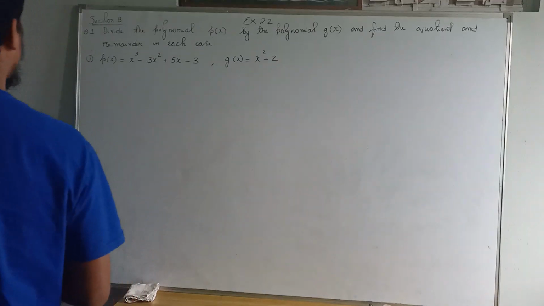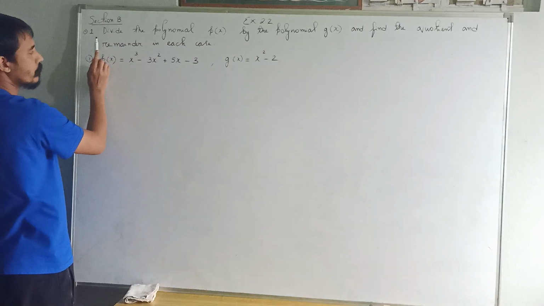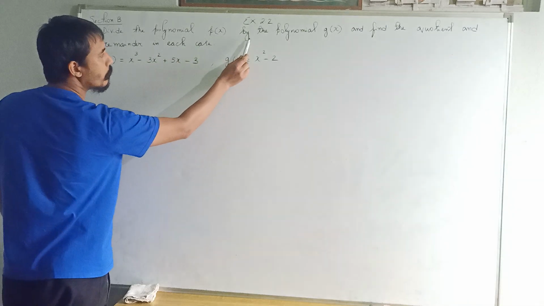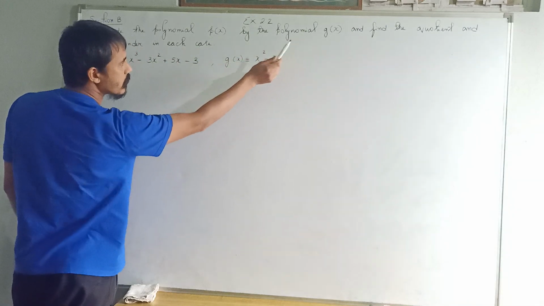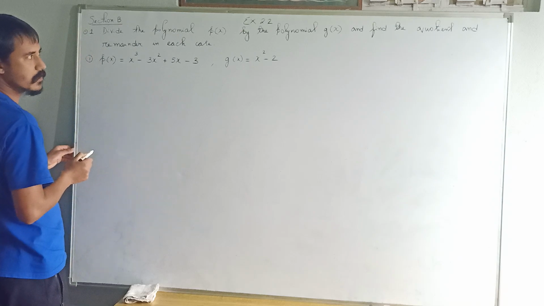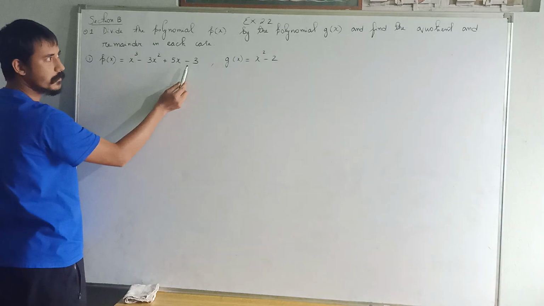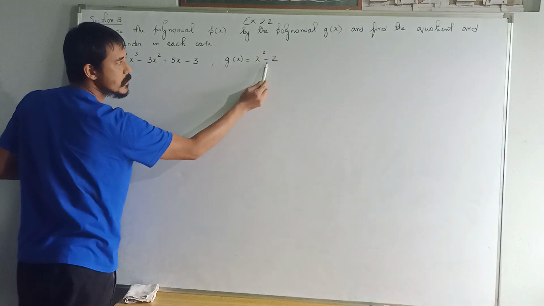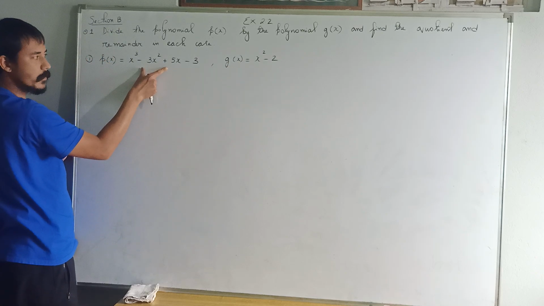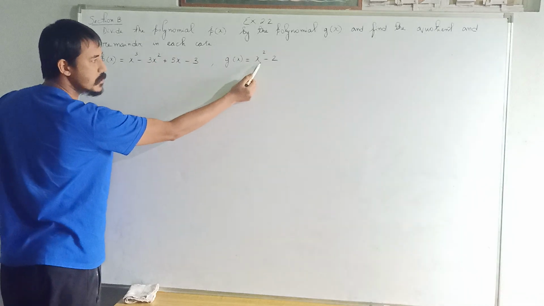So we are working out exercise 2.2, question number 1. Divide the polynomial p(x) by the polynomial g(x) and find the quotient and remainder in each case. p(x) is this given polynomial, g(x) is this polynomial. So you are asked to divide this polynomial p(x) by another polynomial g(x).